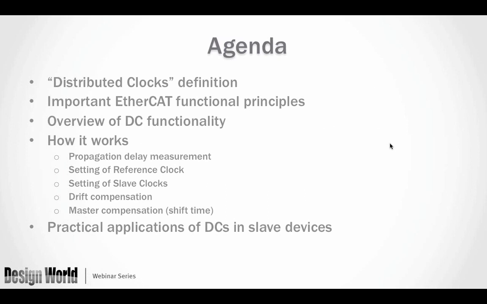So briefly, today we'll go through what distributed clocks are defined as, the important EtherCAT functional principles that make DCs work, an overview of the DC functionality, and then really basics of how it works, how we measure empirically propagation delay in the system, how we set the reference and slave clocks, and then how we implement drift compensation in the network, and then a quick overview of how the master compensates for making sure that the data is in the network before the DCs need it. And then a few practical applications of DCs built into slave devices.